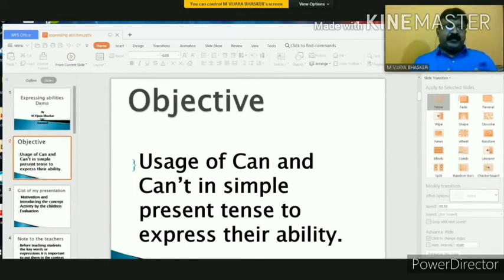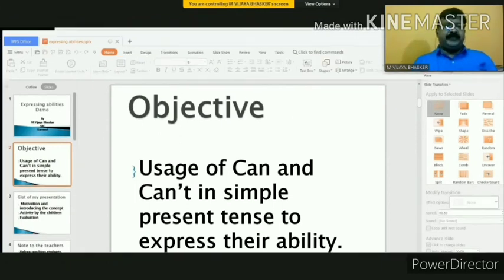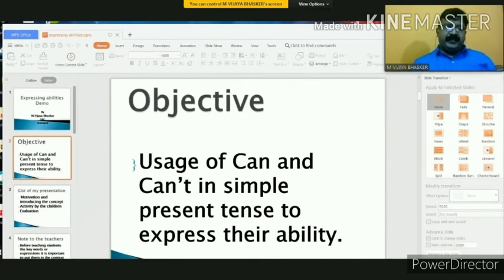Because if you start speaking in English with them right from the beginning, it will be difficult for them to understand. So start your motivation in their mother tongue.